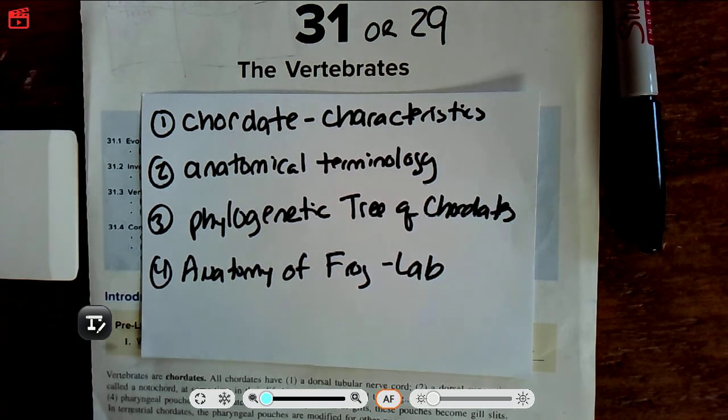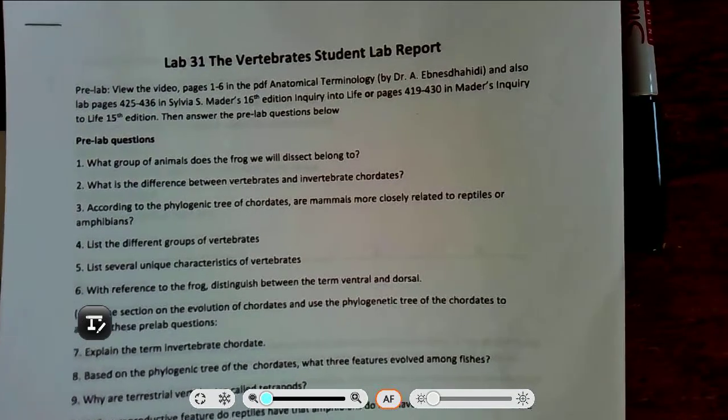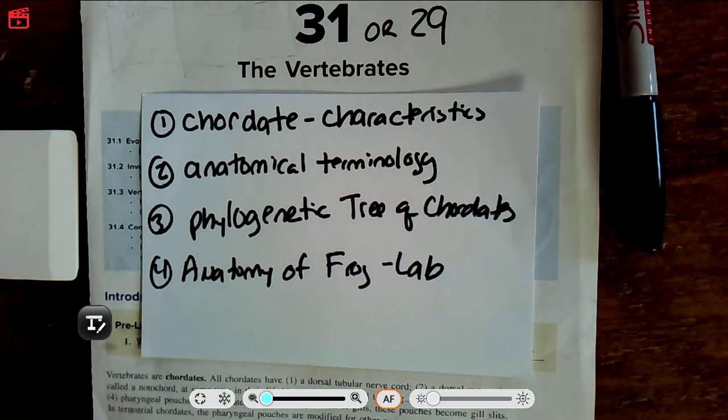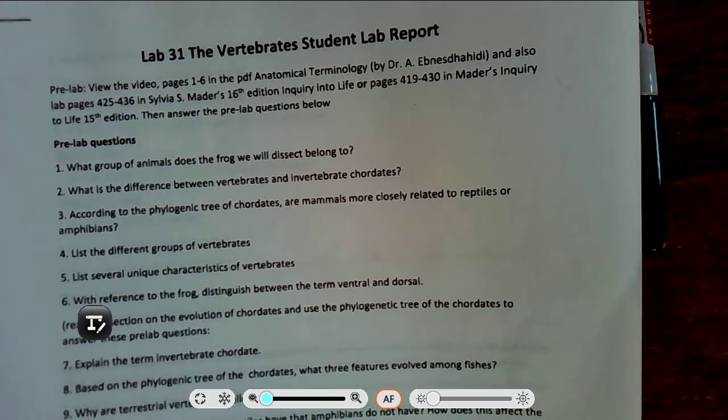So when you come into lab, you'll be doing the hands-on portion, the anatomy portion, and what you'll be turning in at the end, which you'll see loaded into Canvas, will be your lab report. So bring your lab manual to class for the directions, and then you'll also be filling out this report. This is what I will collect, this handout.